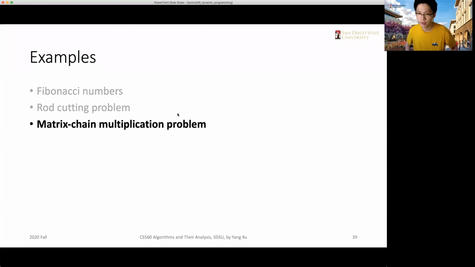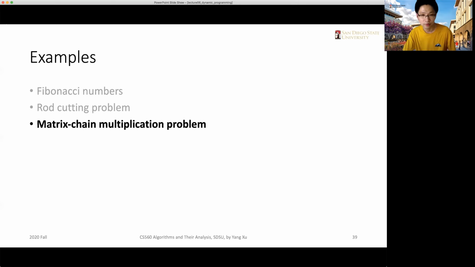Okay, so we'll cover the third type of question that can be solved by dynamic programming, which is the matrix chain multiplication problem. It involves matrix multiplication again, but this time it is different from the matrix multiplication problem that we talked about before in the divide and conquer chapter.